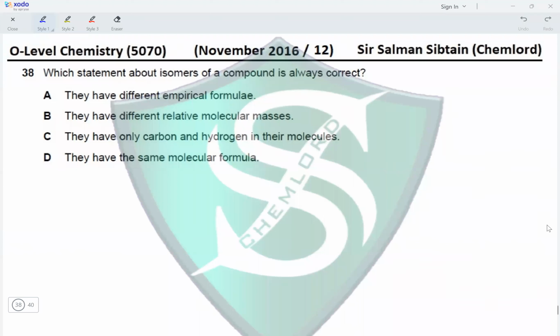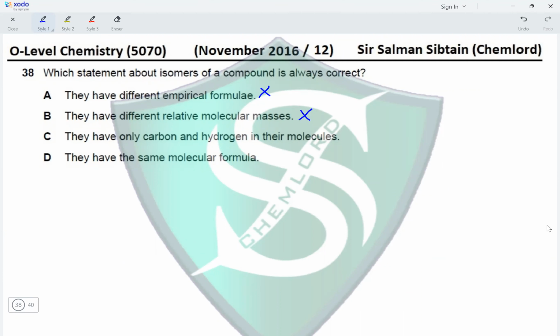Question 38. Which statement about isomers of a compound is always correct? They have different empirical formula. No, they have the same empirical formula because they have the same molecular formula. Next, they have different relative molecular mass. If they have the same molecular formula, then they would have the same molecular mass. They have only carbon and hydrogen in their molecules. No, any atoms can be present.